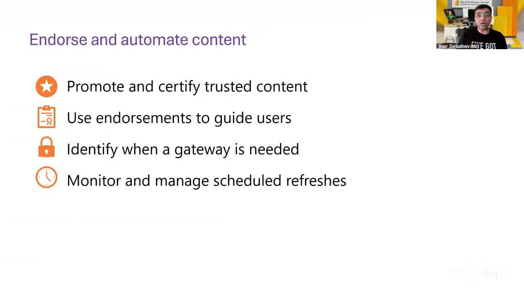Large organizations often have hundreds of reports. Endorsements help users identify trustworthy content. A report can be marked as promoted, while highly trusted content can become certified after administrative approval. We'll also discuss gateways, which allow Power BI to securely refresh on-premises data automatically without manual intervention.